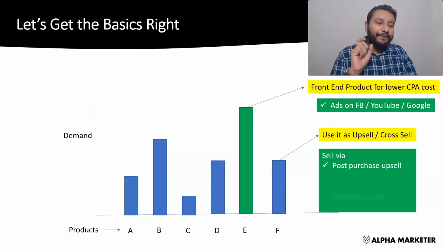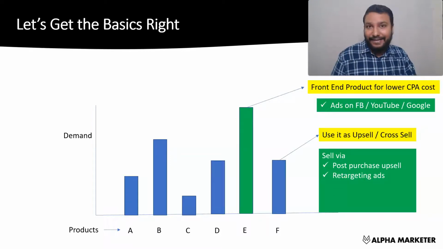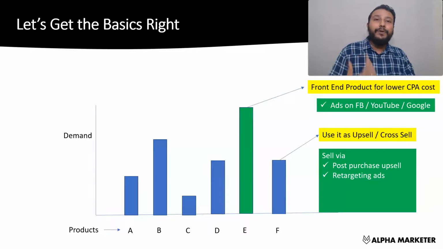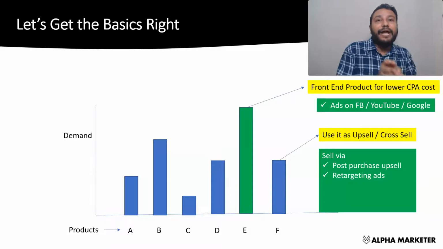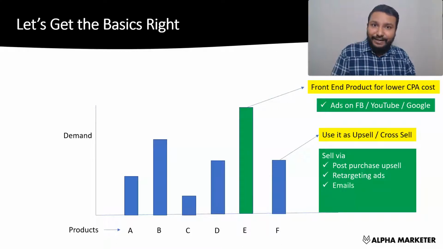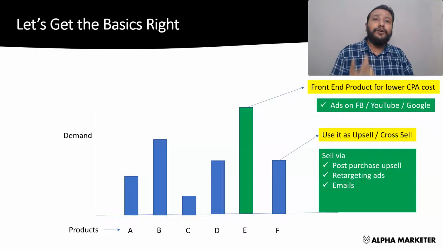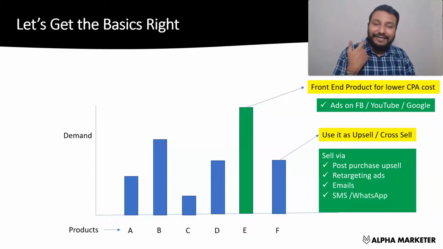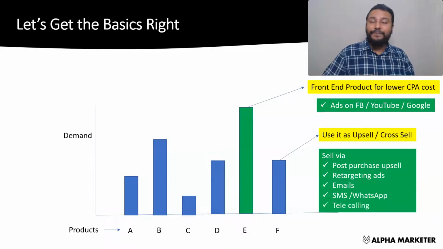One more technique we can use is retargeting ads. Now that we know our customer information, we can run ads on Facebook, Instagram, YouTube, and Google, specifically for our existing customers and promote the other products that you have on the store. Then you can even send emails. Email marketing is very powerful for cross-selling and upselling. And then you can even send SMS, text messages, or WhatsApp messages to cross-sell and upsell. And the last one is basically telecalling.